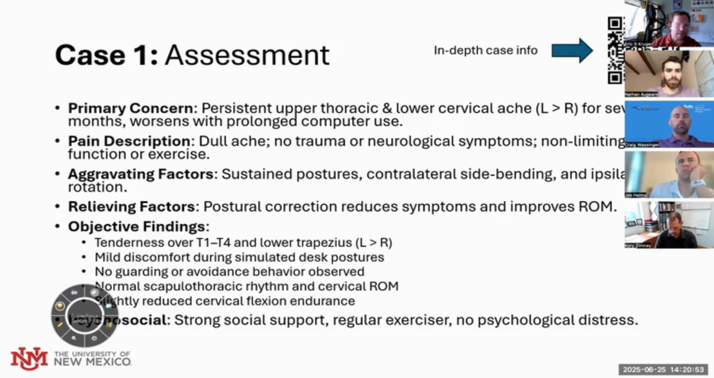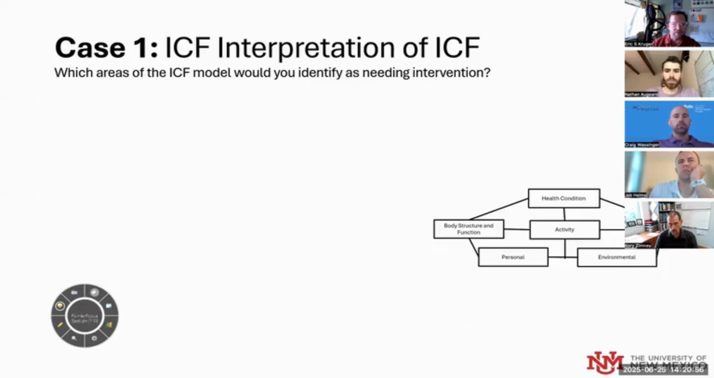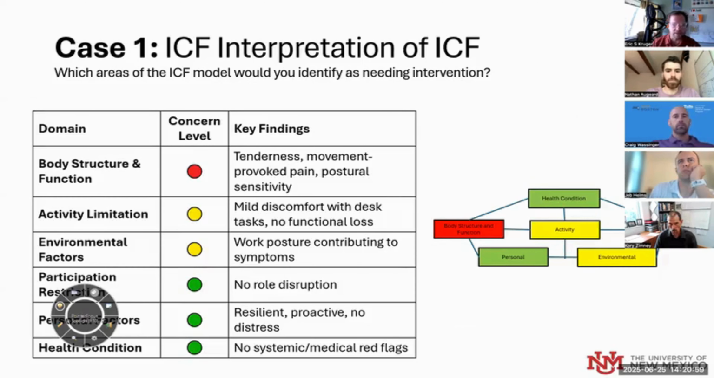All right. So if we put this into the ICF model, what I want my students to do is to identify these areas. So tenderness, movement provoking pain, postural sensitivity, that's body structure function, concern level, that's high or red in this case, because that's the domain that's most likely impacted. There's yellow for activity limitation and environmental factors. These could be contributing, but they're not necessarily primary or at a high level. They could be second order treatments that we move to if focusing on the body structure function is not effective. And then these other domains are green.